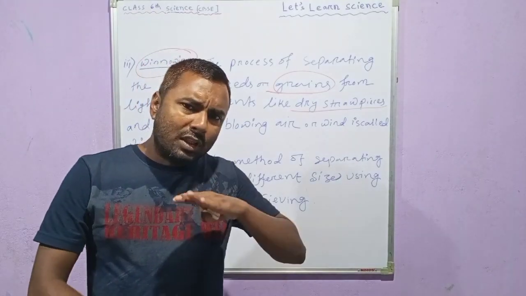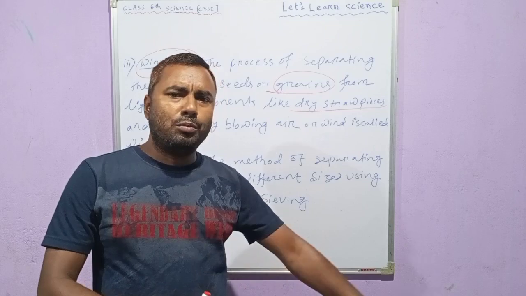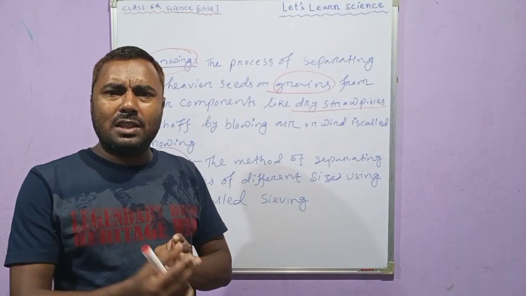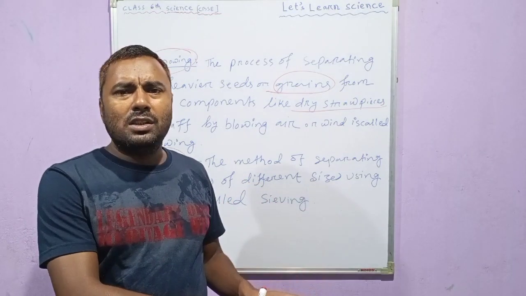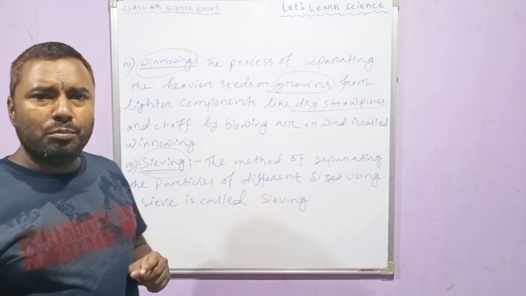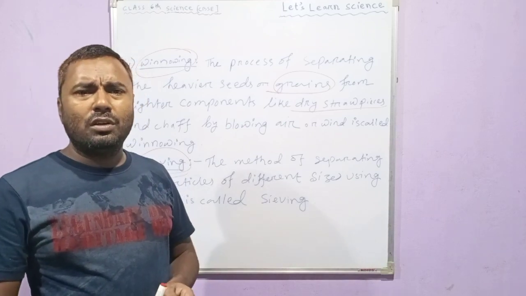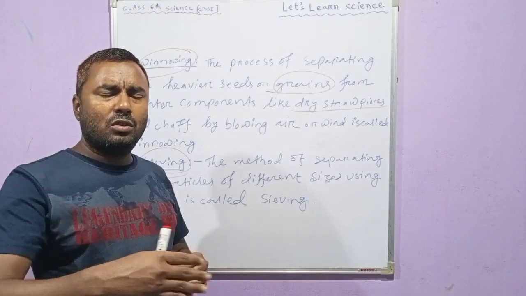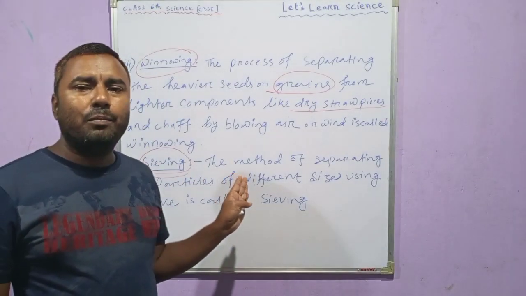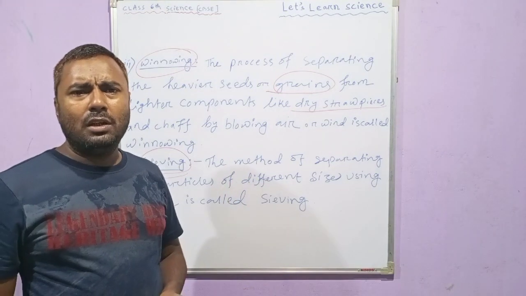What happened? The fine particles of the sand used to pass through the sieve, and the big size pebbles and red sand used to be retained on the sieve. So like this one, sieving is used extensively in the field of construction. Where the construction work is going on, this particular process is used to separate the pebbles as well as red sand from the sand.